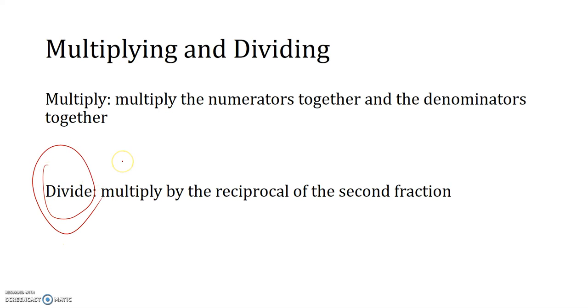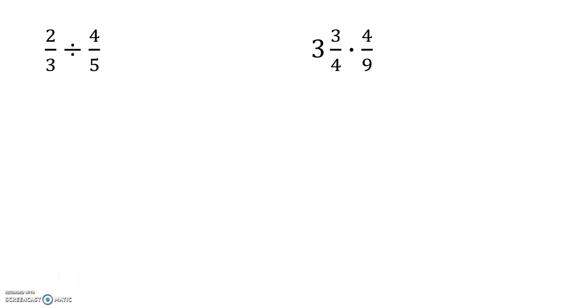Then, whenever you're dividing, you'll multiply by the reciprocal of the second fraction. You may have heard the phrase flip and multiply. That's what you need to focus on whenever you're dividing. But multiplication, I think, is a little bit easier than adding or subtracting because you don't have to worry about the denominators. So here I have 2/3 divided by 4/5.